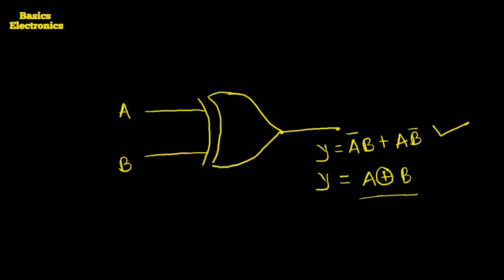Now we have to define the XOR gate. But before going towards the definition, the logical statement of the XOR gate, we require the logical equation and the truth table, because we provide the logical statement by using the truth table. So here we have the logical equation Y equals A bar B plus A B bar, or we can write it as A XOR B. We have to draw the truth table, and what do we put in the truth table?